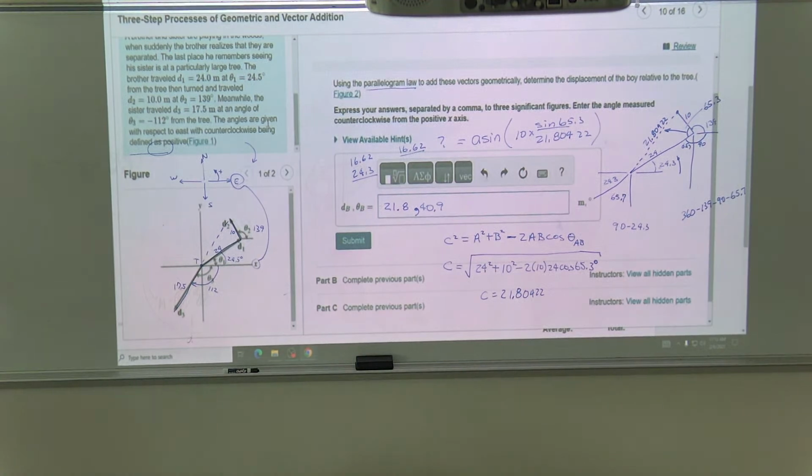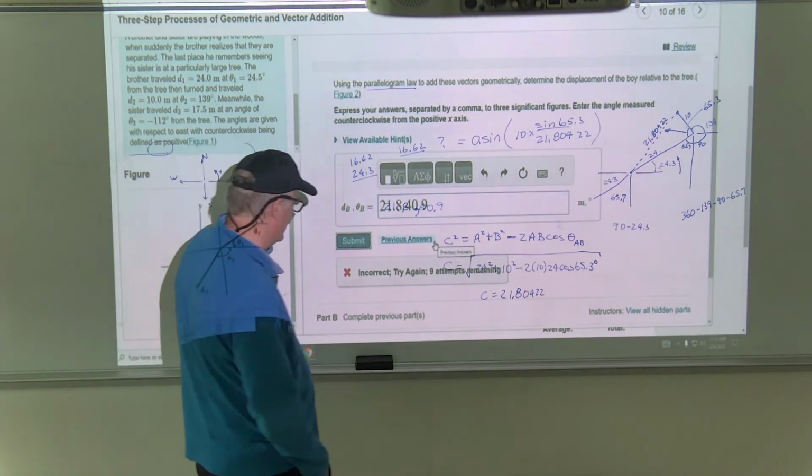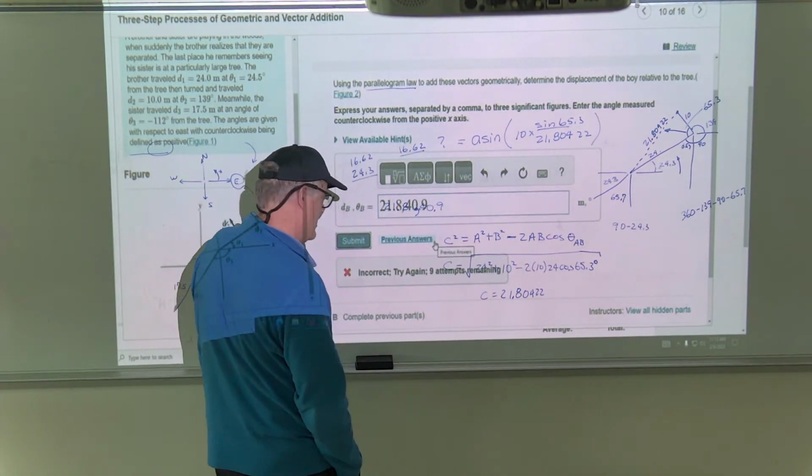Oh geez, I need my glasses. 21.8. And then he says a comma. I'm guessing it's a comma. I don't know how this thing will read that. I guess it reads it as a string. 9 attempts left. So 21.8 and 40.9.